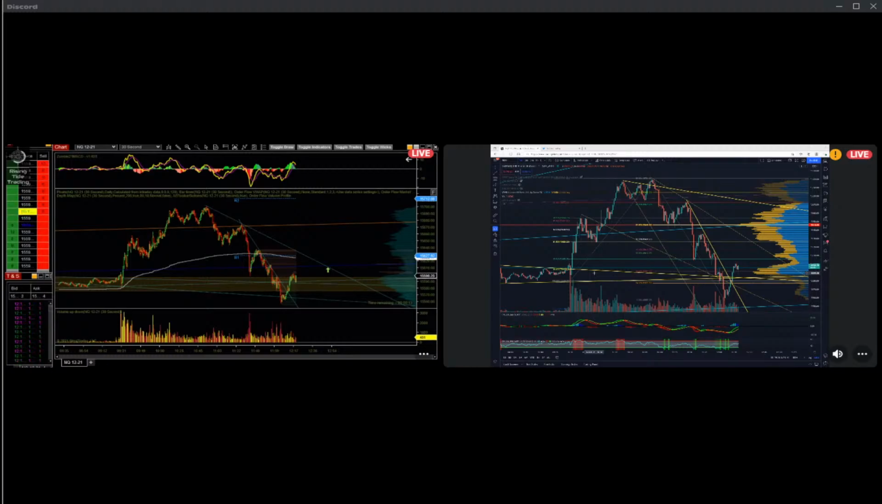It went straight up out of this little flag. Yeah, I was being greedy. I just trailed it up too close. Was that the right shoulder? Yeah, looks like it. That was a sharp move.